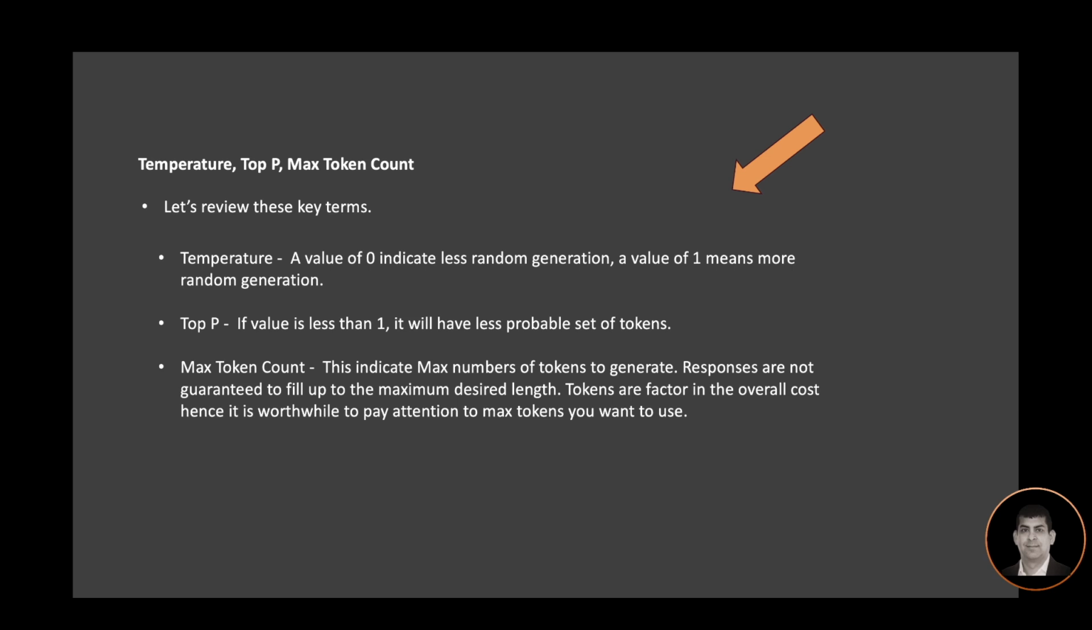A few important concepts to know: temperature, top P, and max token count. These are the inference parameters. For temperature, a value of 0 indicates less random generation, and a value of 1 means more random generation in the response. For top P, if the value is less than 1, then it will have a less probable set of tokens. And max token count indicates the max number of tokens to generate.